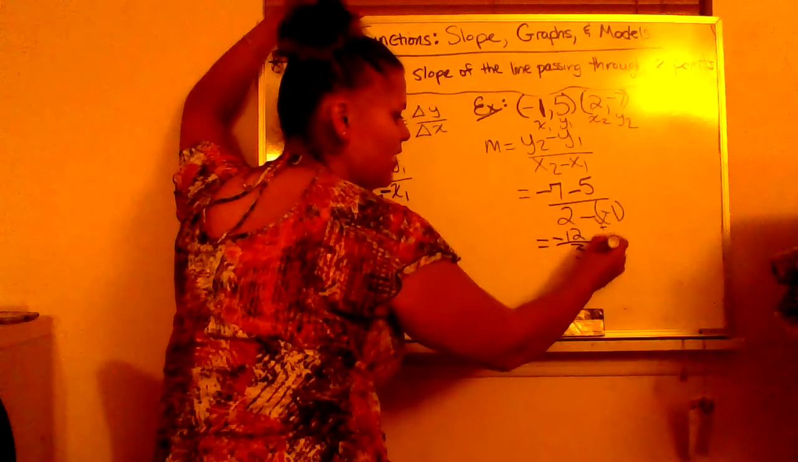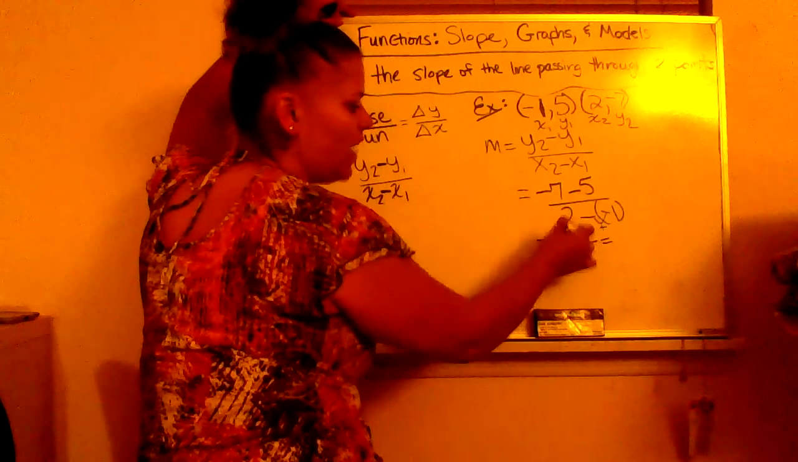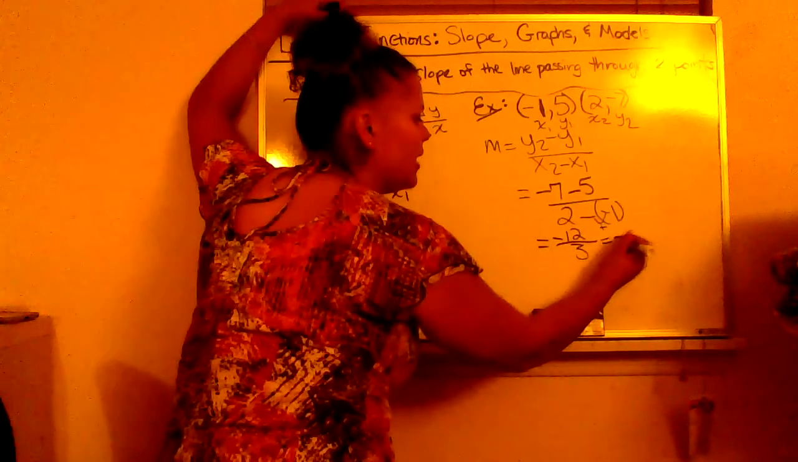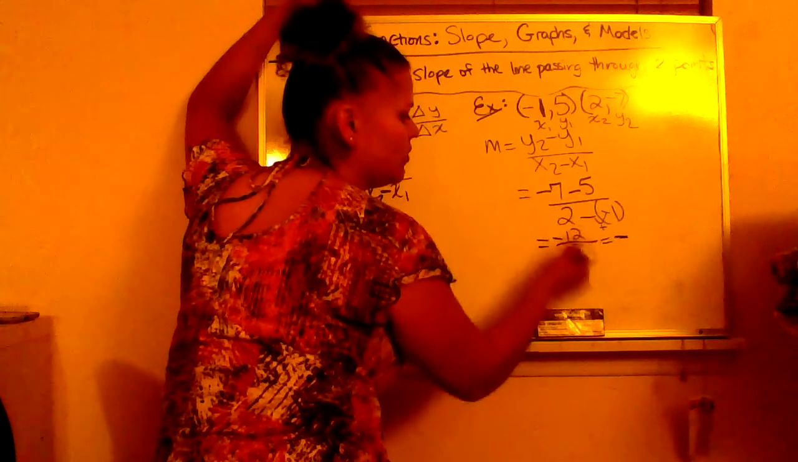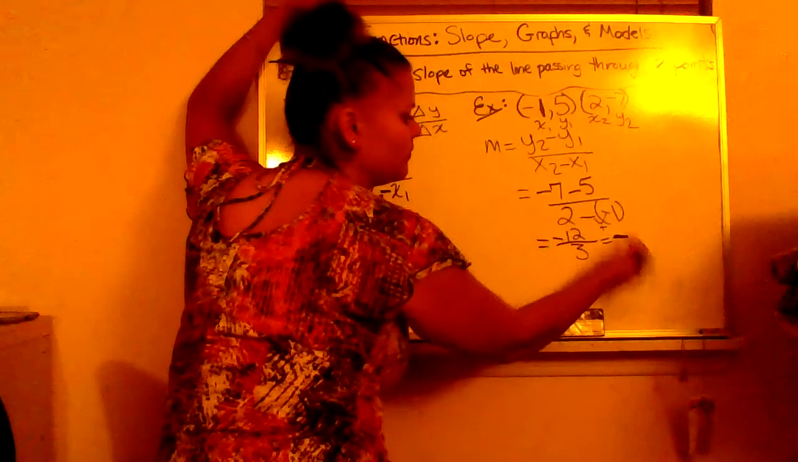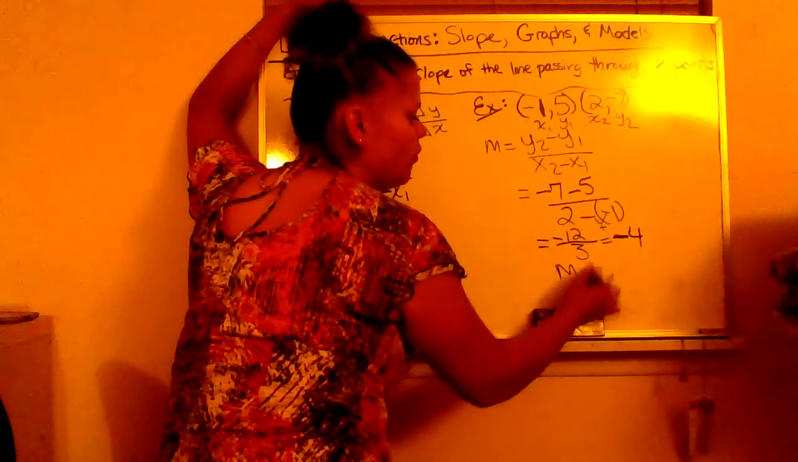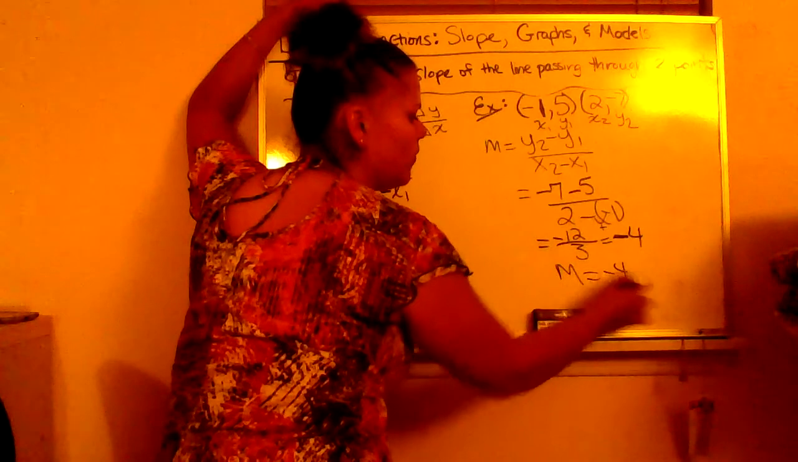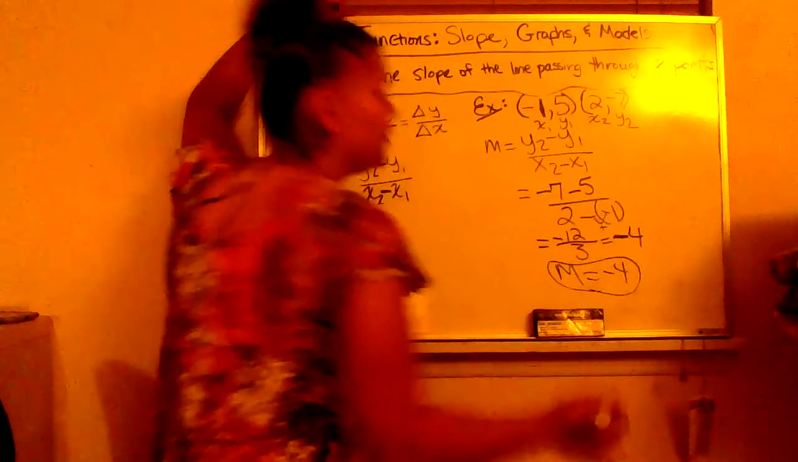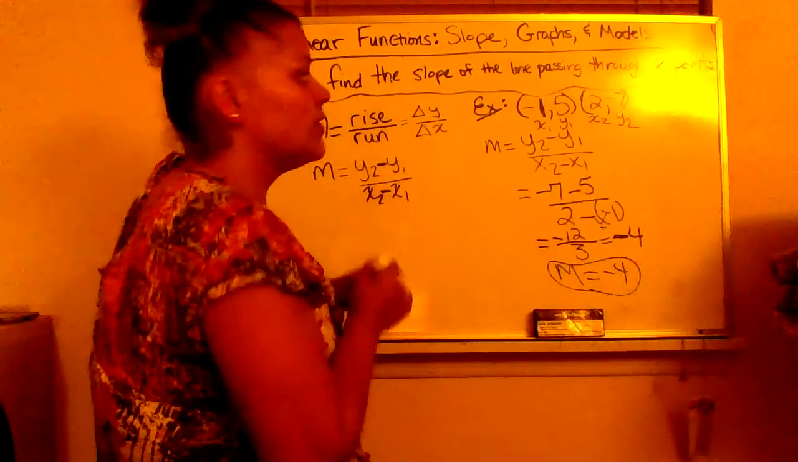So now my final answer, I have negative 12 divided by 3. That is negative, because opposite signs when you're dividing give you a negative answer. 12 divided by 3 is 4. So your slope, m, is negative 4. That's how you find the slope when you have negatives in those points.